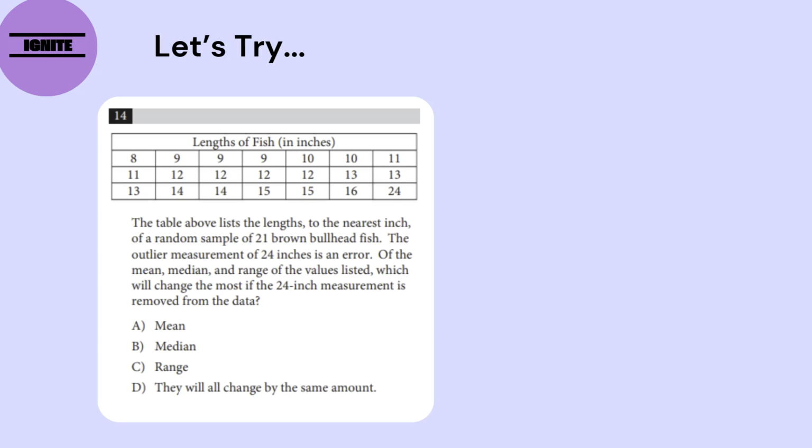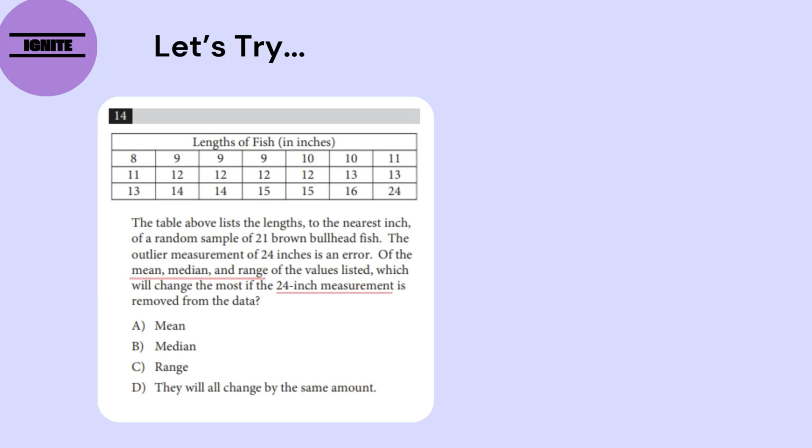14. The table above lists the lengths to the nearest inch of a random sample of 21 brown bullhead fish. The outlier measurement of 24 inches is an error. Of the mean, median, and range of the values listed, which will change the most if the 24-inch measurement is removed from the data? Let's dissect this. If the 24-inch measurement is removed, which will change the most, the mean, median, or range?